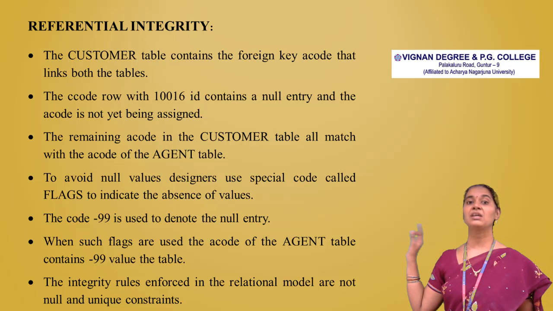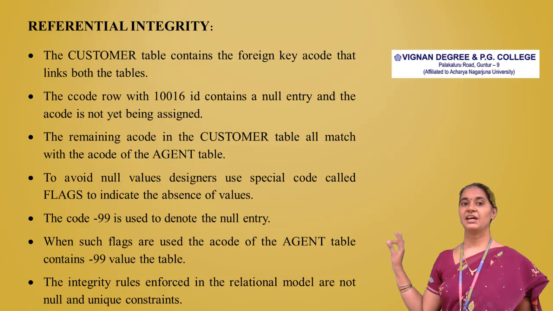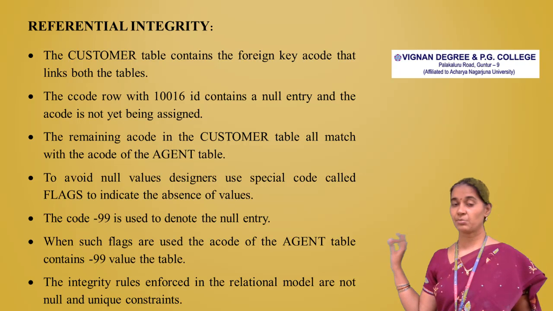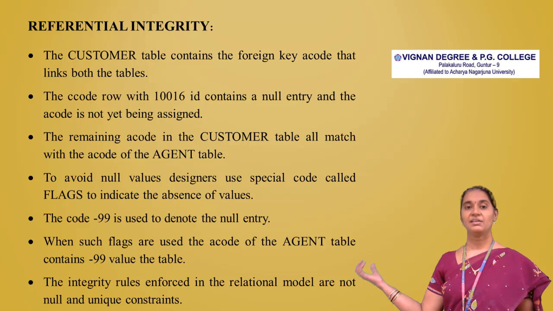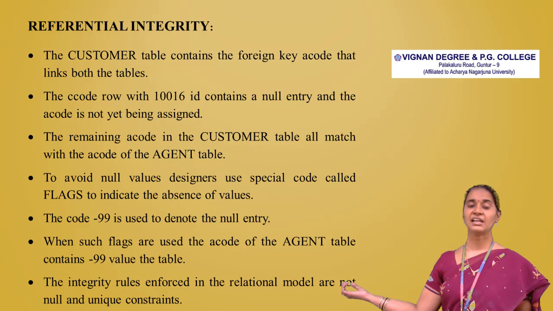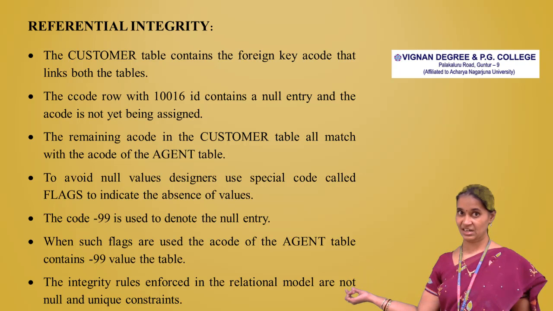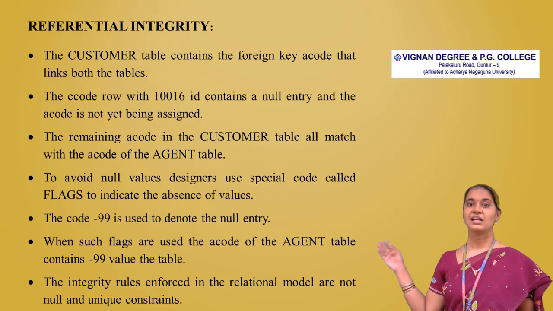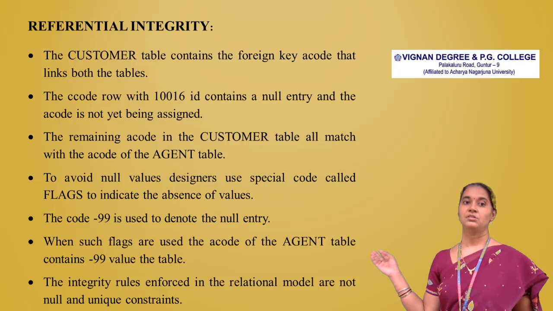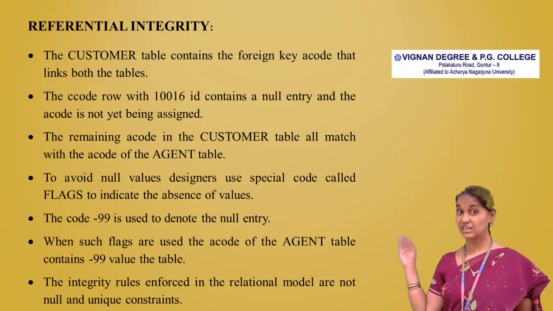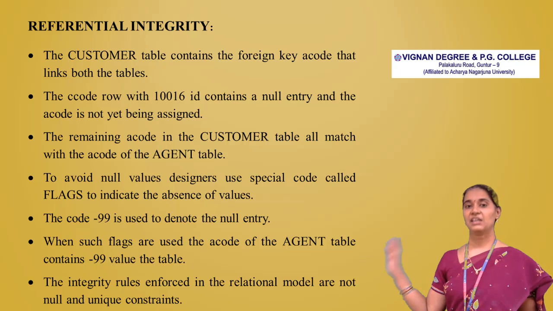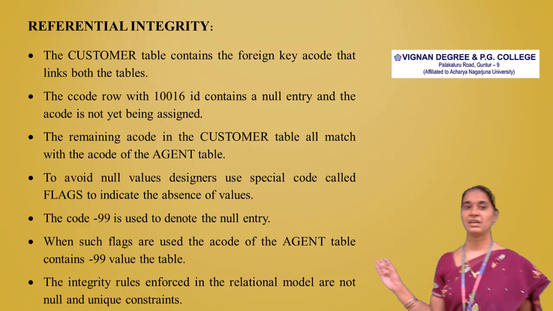When such flags are used in the A code, it contains the value -99. That means in the customer table, I have left one value, customer 116, without entering the agent code. There I can replace it with a flag, which is -99. The integrity rules enforced in relational models are not null and unique constraints. The integrity rules are defined so that the tables maintain no null values and also maintain uniqueness.